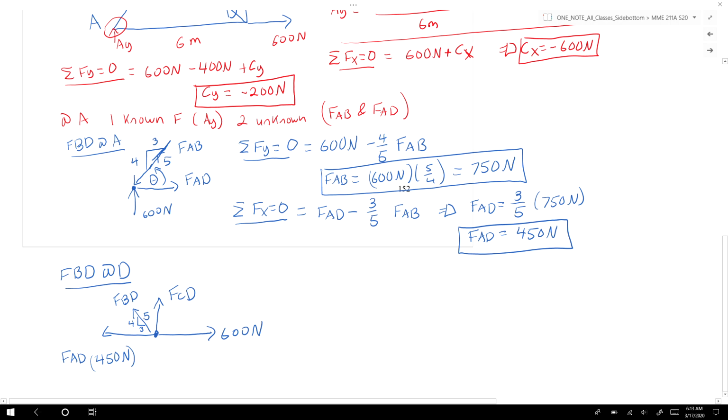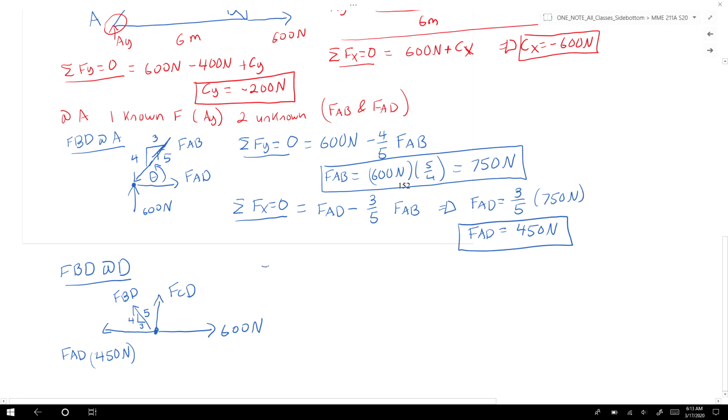All right, so we can again apply our equilibrium equations to determine our unknown forces. Since our known forces are both in the x direction, we'll use the sum of the forces in the x direction first. So we'll say that's going to be equal to 600 newtons minus 450 newtons. Those are our two known forces. And then we'll say that's going to be equal to plus 3/5 times FBD.